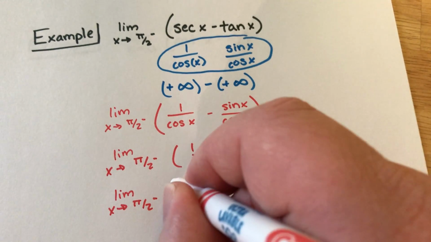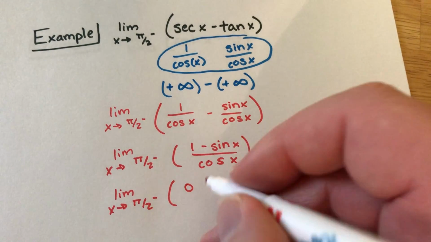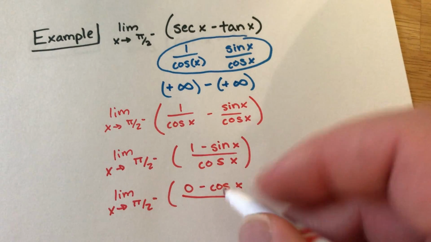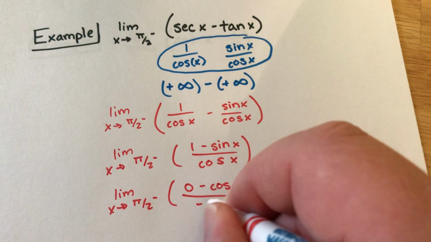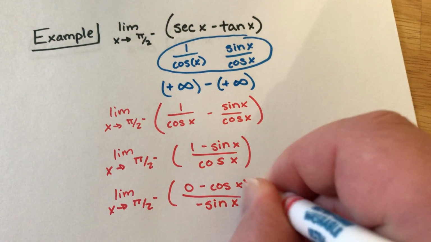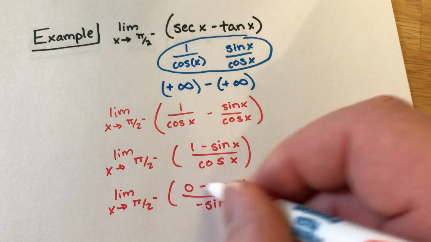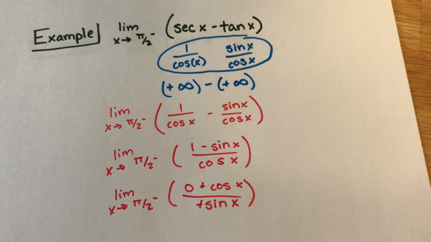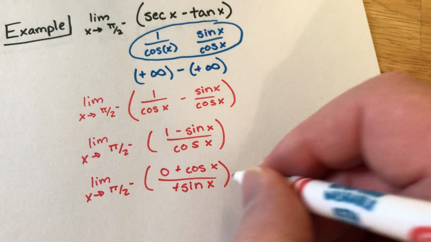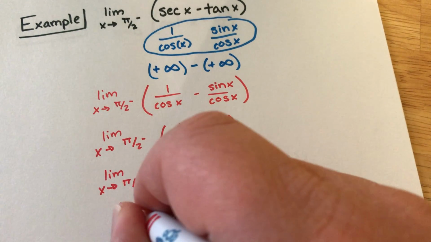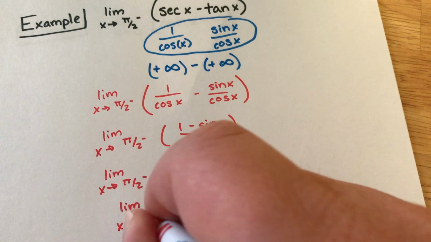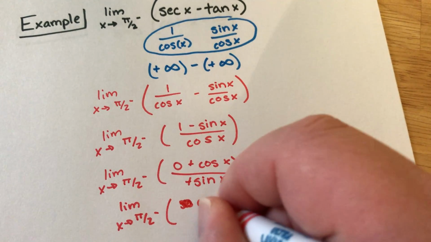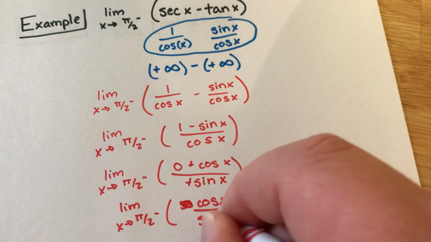The derivative of 1 is just 0. The derivative of sine is cosine, and we are subtracting them. And then in the denominator, the derivative of cosine is negative sine. So 0 minus cosine gives me a negative cosine, so these will both be negative and the negatives will cancel out. So where I'm at this moment is I've got the limit as x approaches pi over 2 from the left of cosine x over sine x.